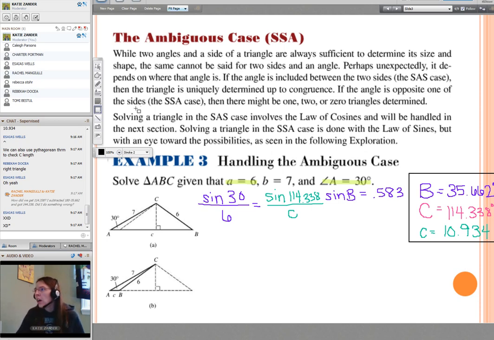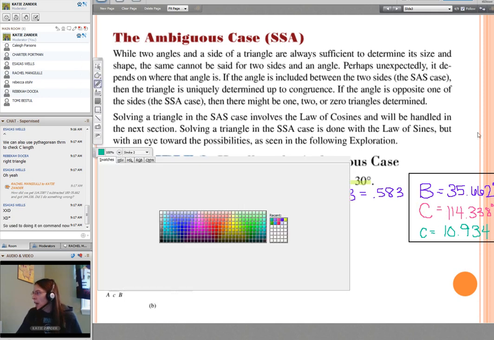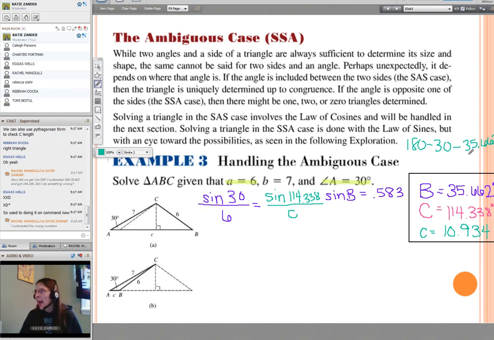All right, so another question did pop up. How do we get the 114.338? To get that number, we subtract from 180, right? So 180 minus angle A, which was 30, minus angle B, which was 35.662. That should give us the 114. So we want to make sure we subtract angle A from that as well. Okay, good.